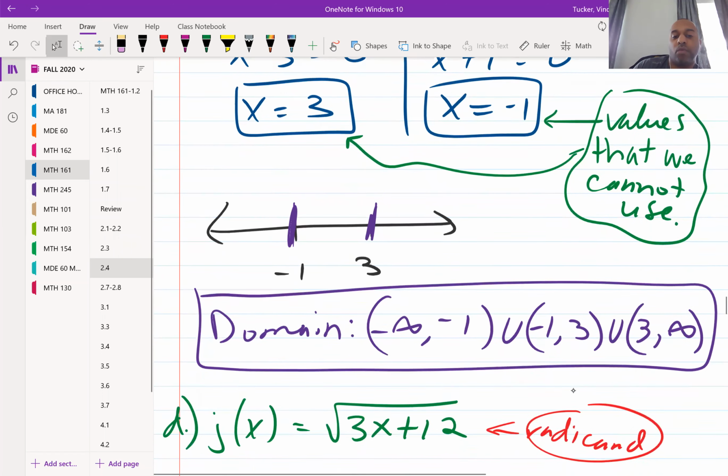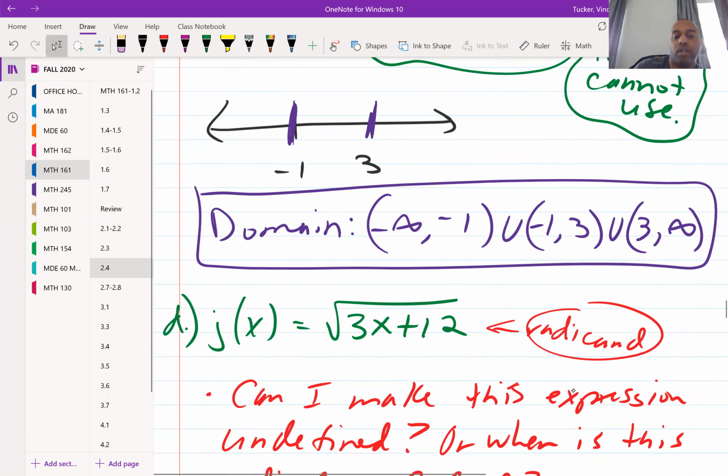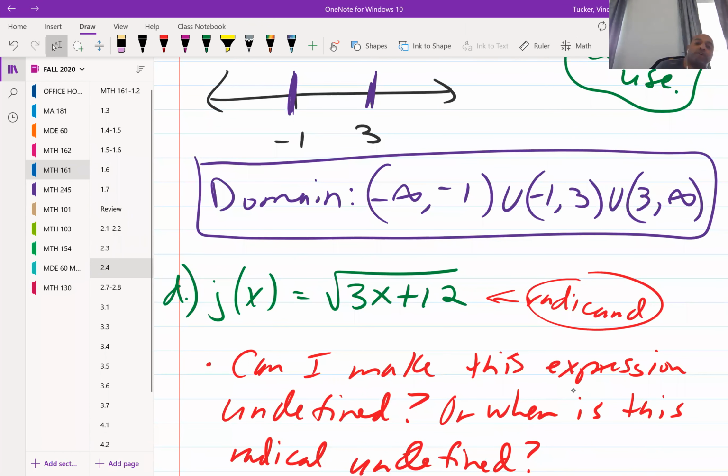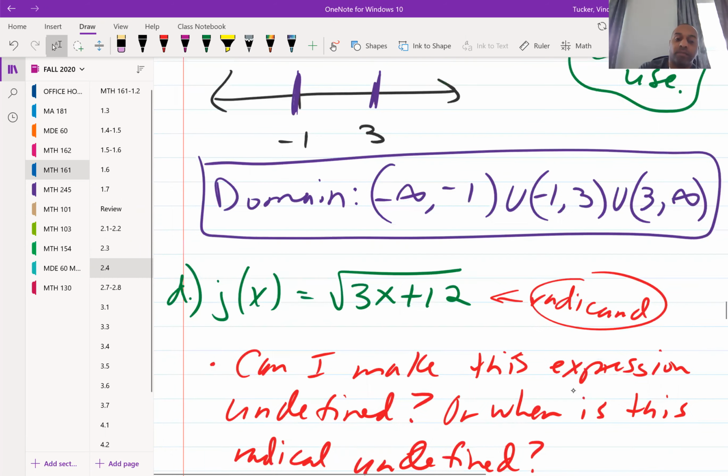All right, one more like this. Here we have the function square root of 3x plus 12. So once again, we're asking ourselves, when can I make this expression undefined, or when is a radical undefined?